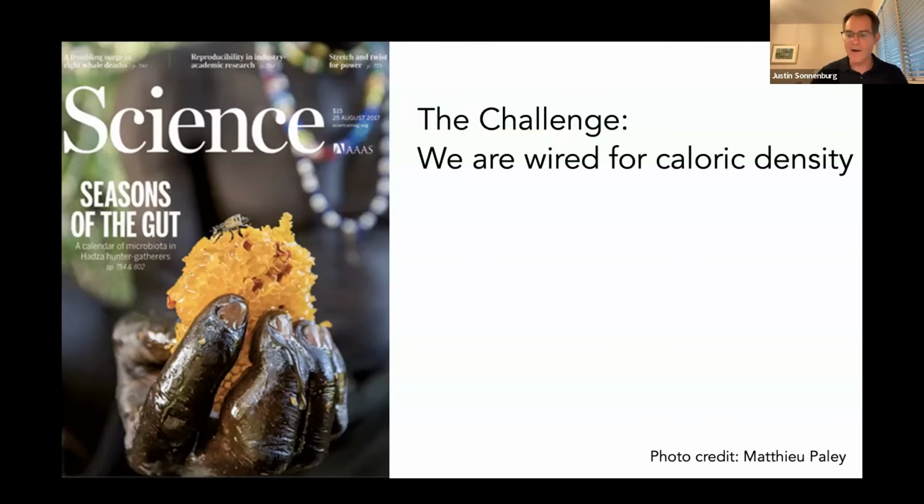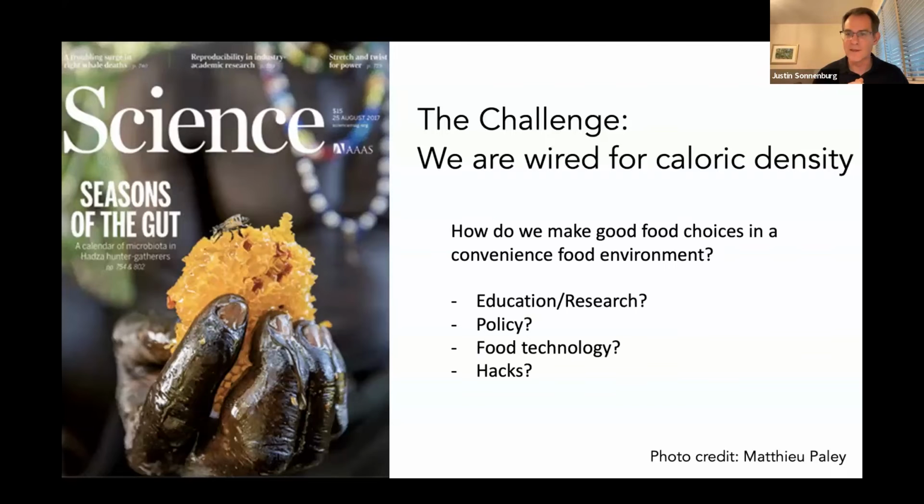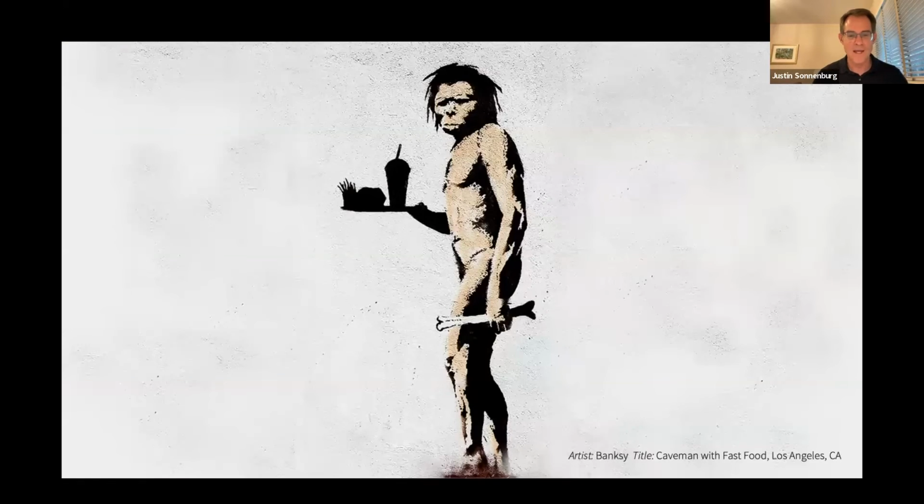And we have to think about how to make this the default in our society. And I'm sure it involves a complex mixture of education, changes in policy, food technology, and maybe other hacks that we haven't thought about. So just to wrap up, I want to hammer home this idea. We have this biology that has been shaped over the course of evolution for an environment that's very different than the environment we live in now.